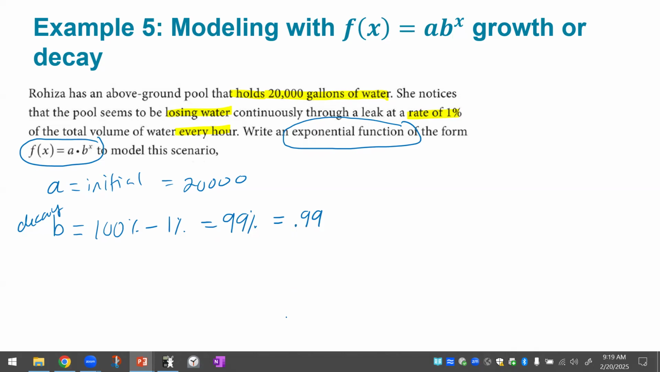Do I now have an a? Do I now have a b? So can I write her function? Yay. So we have f of x equals, what's our a? 20,000 times our b, and our b is 0.99 to the x. So this would be her function model.